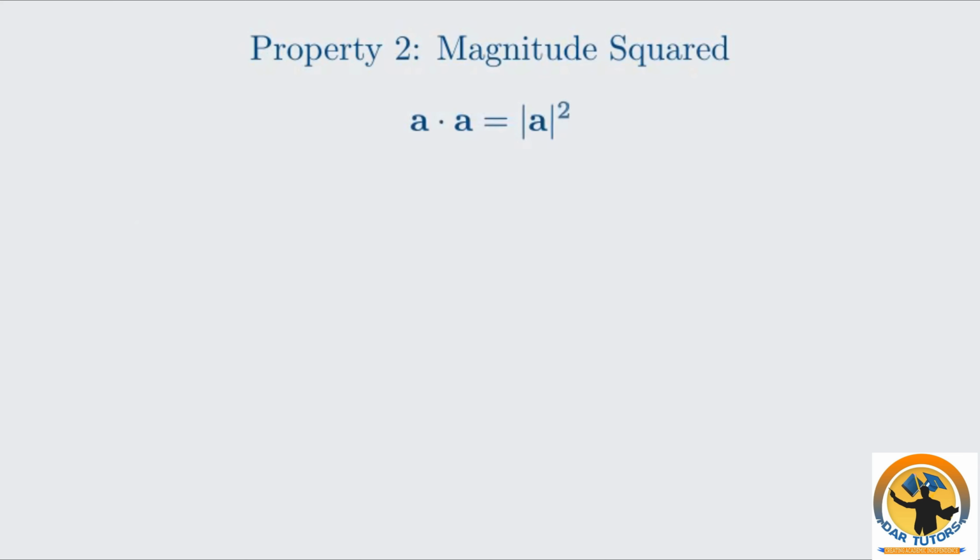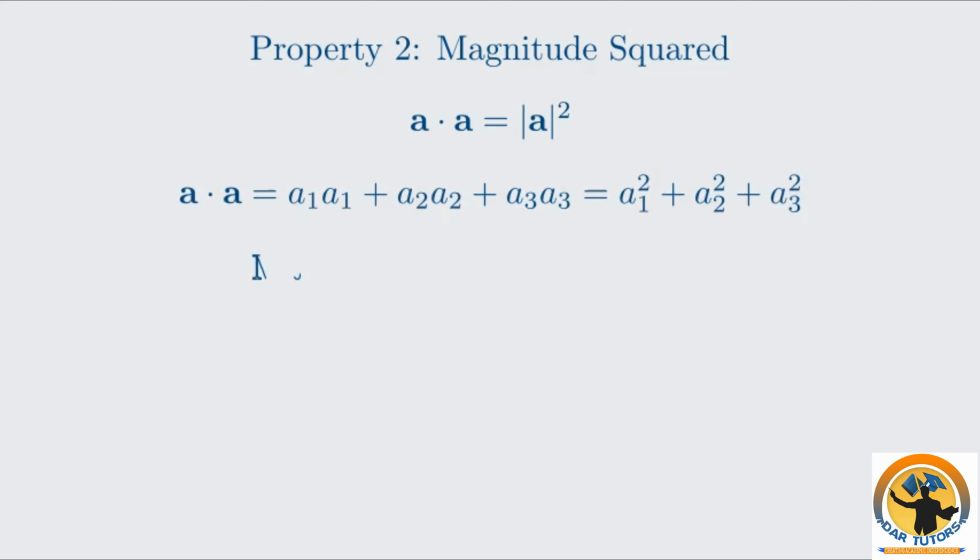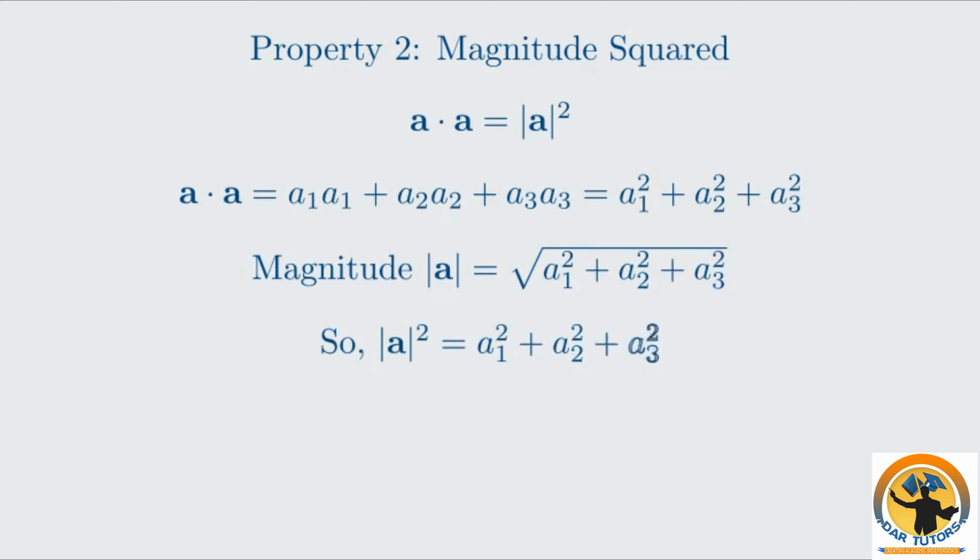Another key property relates the scalar product of a vector with itself to its magnitude. The scalar product of a vector with itself, A dot A, is equal to the square of its magnitude, or length. Let's prove this. By definition, A dot A is A1 squared + A2 squared + A3 squared. We also know that the magnitude of a vector A is the square root of the sum of the squares of its components. Therefore, the magnitude squared is just A1 squared + A2 squared + A3 squared. This proves that A dot A equals the magnitude of A squared.